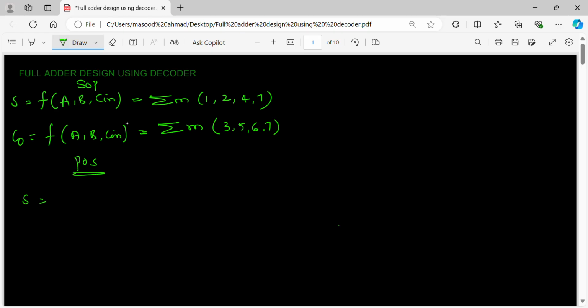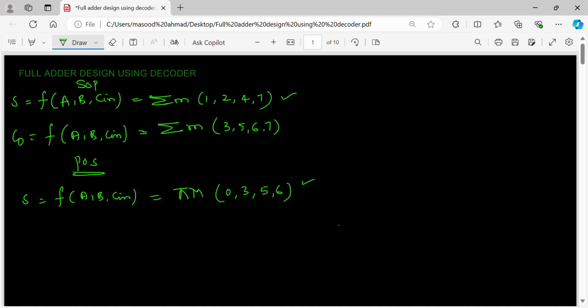The same sum, which is a function of A, B, C in, I can now write as pi m for which it is 0. So out of 0 to 7, if I leave 1, 2, 4, 7, the rest will be your pi m. That is, it is 0 for 0, 3, 5, 6. If I combine those for which it is 0 and those for which it is 1, I should get all 0 to 7: 0, 1, 2, 3, 4, 5, 6, 7. So I got totally 8.